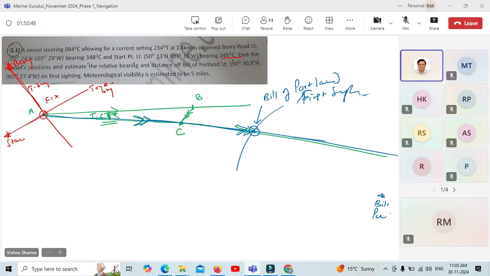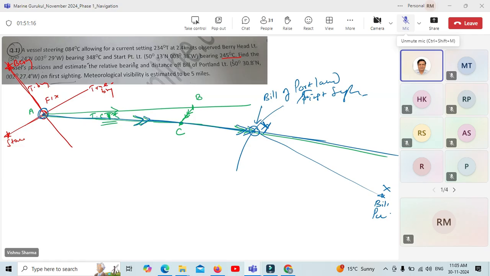What does he want? Estimate the relative bearing and the distance off. Now, distance off, you'll measure this distance from X to Y. And this distance is the distance off when the Bill of Portland is first sighted. What is the position? A is the initial position here. First sighting position will be point B, or Y, whatever he wants.